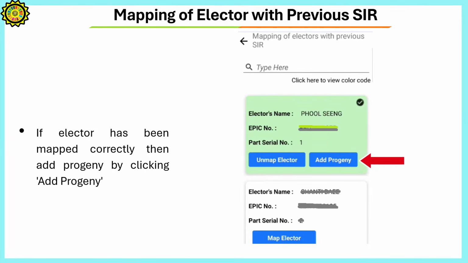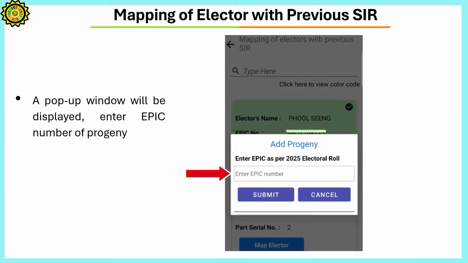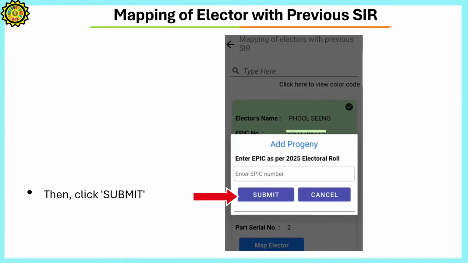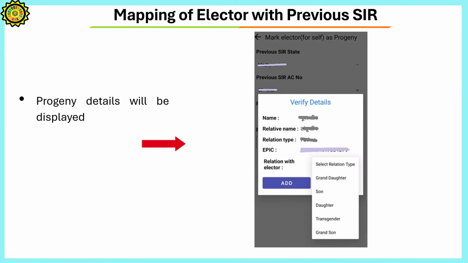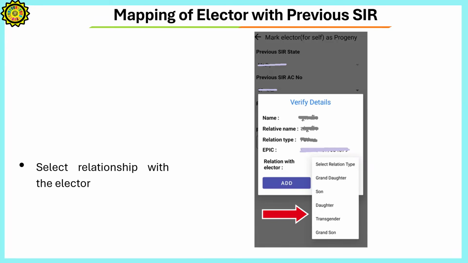If elector has been mapped correctly, then add progeny by clicking Add Progeny. A pop-up window will be displayed. Enter EPIC number of the progeny. Then click Submit. Progeny details will be displayed. Select relationship with the elector and then click Add.